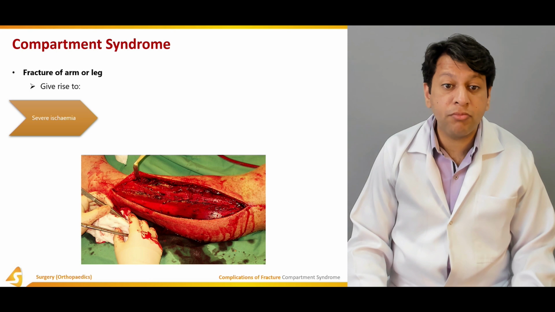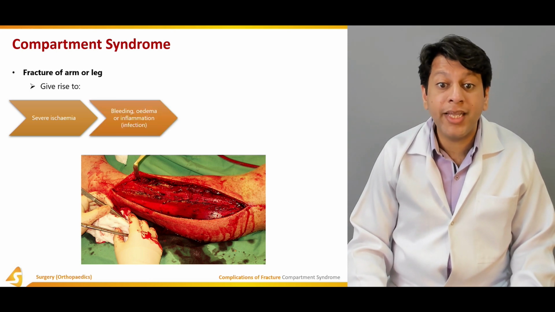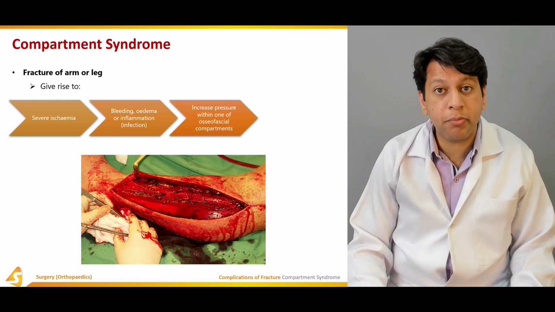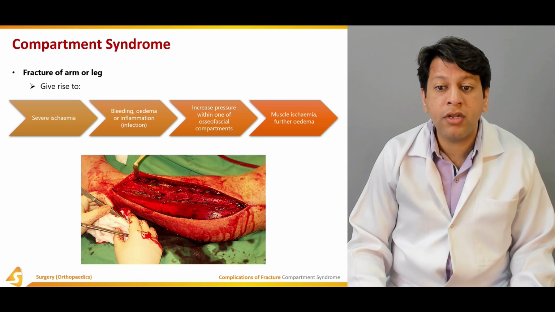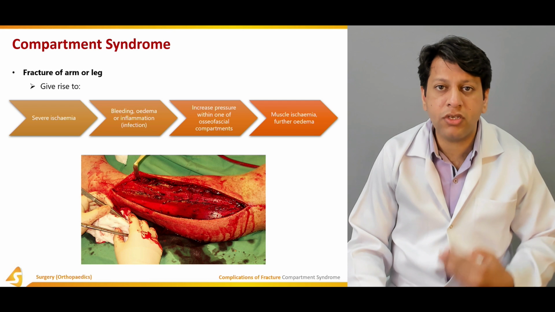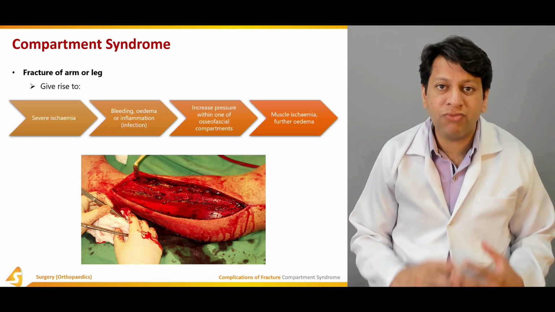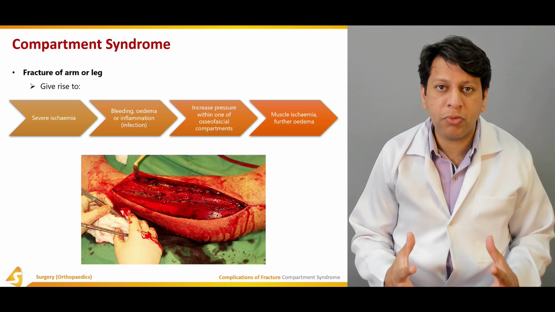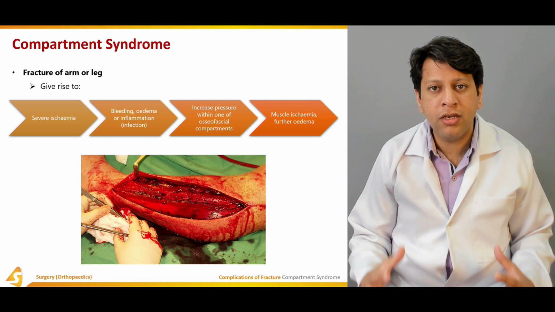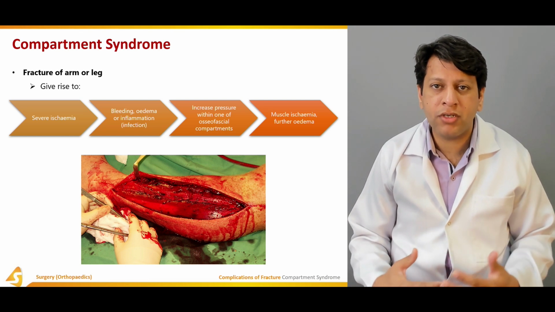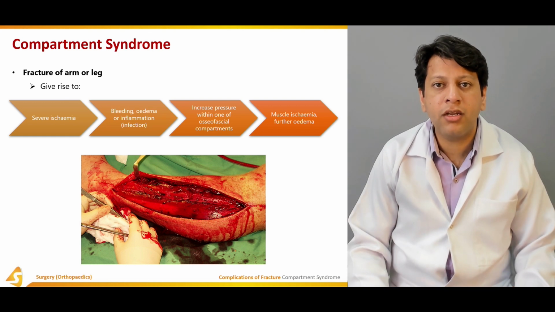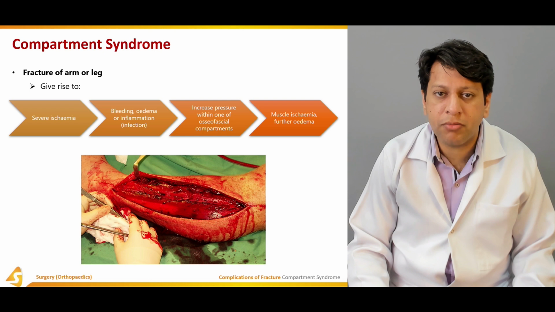So this basically gives rise to severe ischemia, bleeding, edema, inflammation, and increased pressure within the osteofascial compartments, and eventually muscle ischemia, which further induces edema, and then this whole vicious cycle starts. Once this sets in, because there is limited space, it can expand a little bit but cannot expand unlimitedly. Therefore, once the hematoma and inflammation set in, this vicious cycle is started, eventually leading to gangrene or severe compromise of the vascular supply.